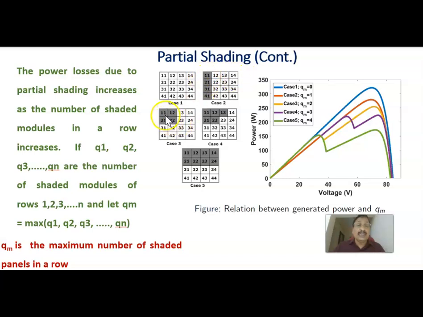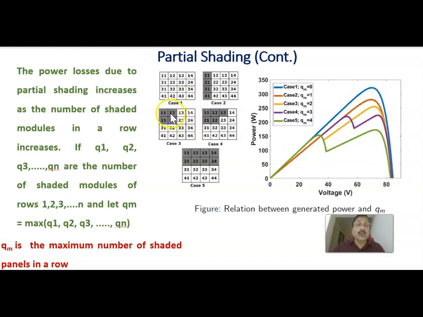If you consider the third case, the shading pattern is different. Though the number shaded is 4, the maximum number of shaded cells in a row is 1 here. This maximum number of shaded panels in a row is what we call QM. Therefore, in this case, QM equals 1, and the corresponding plot is like this one.